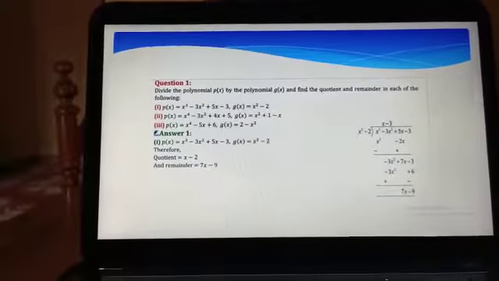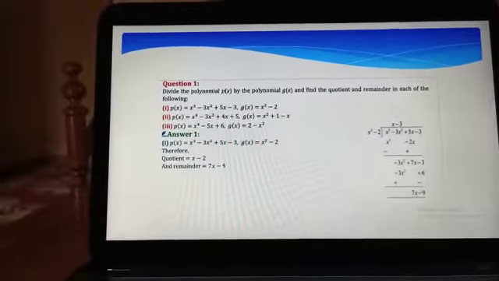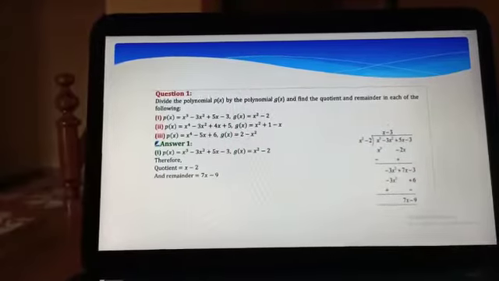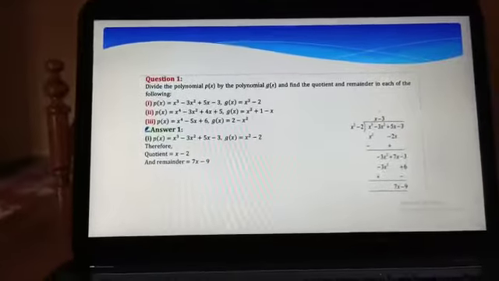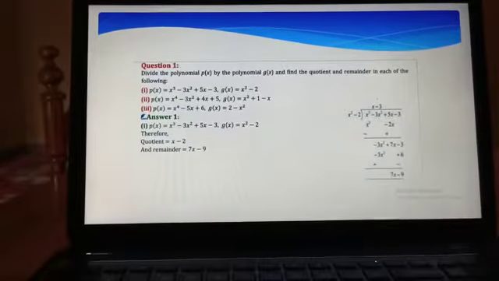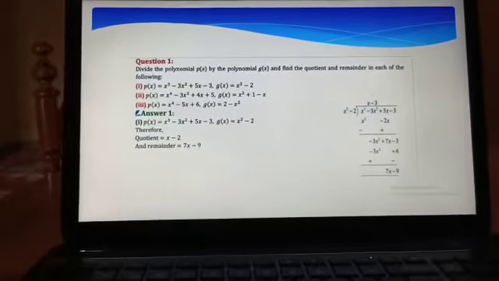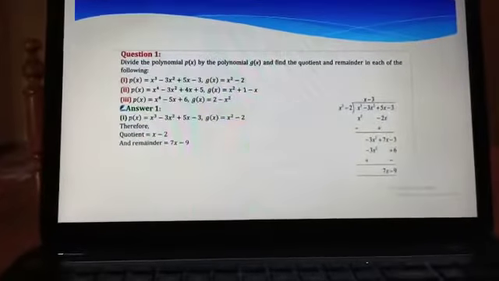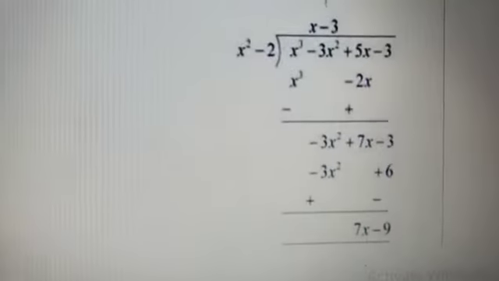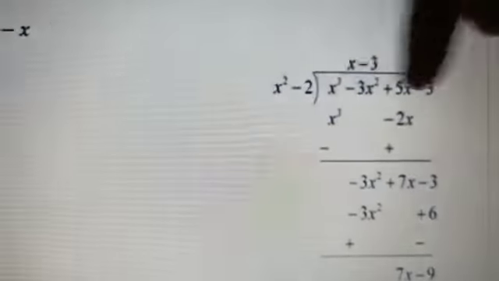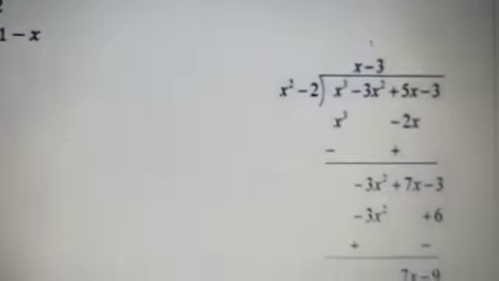Now we have the polynomial p of x is equal to x cube minus 3x square plus 5x minus 3, and g of x is x square minus 2. Now I want you to pay attention as to how to do this kind of a question. Here the dividend is written inside the division and x square minus 2 is written outside.